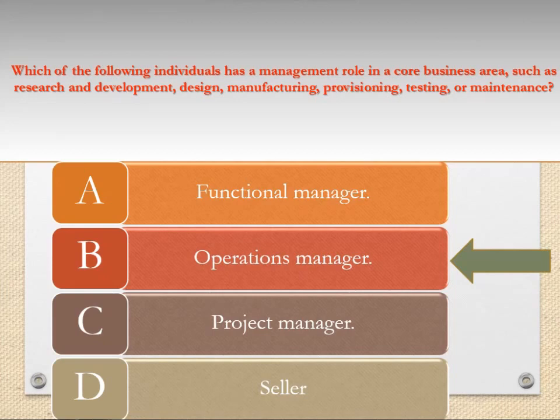Answer: B. Explanation: a role of an operations manager is to perform various management roles in a core business area, such as research and development, design, manufacturing, provisioning, testing, or maintenance. The operations manager directly deals with constructing and maintaining the saleable products or services of the enterprise. Answer option C is incorrect.